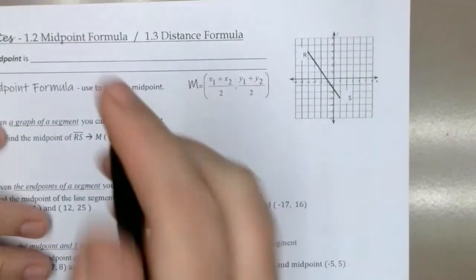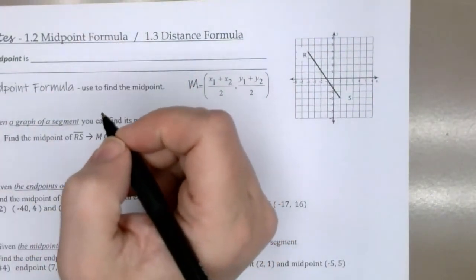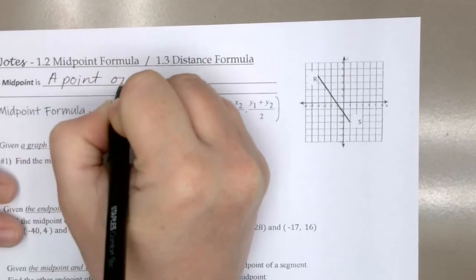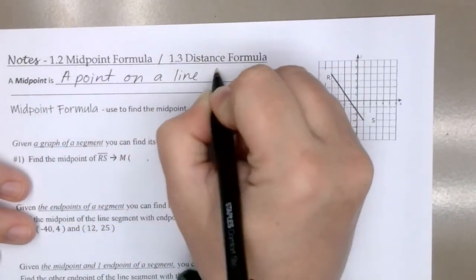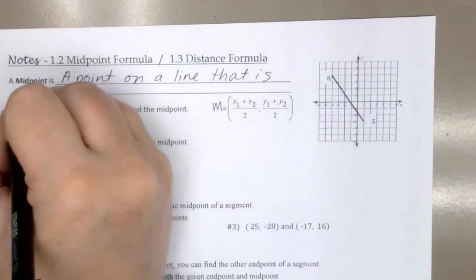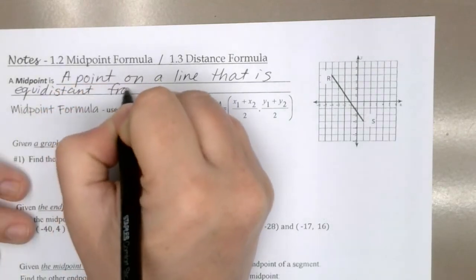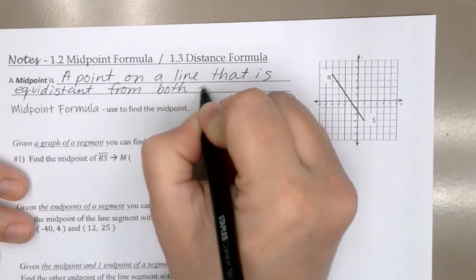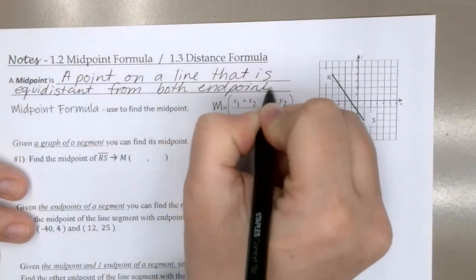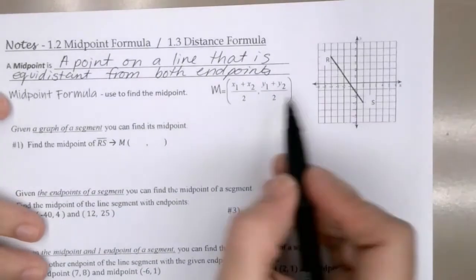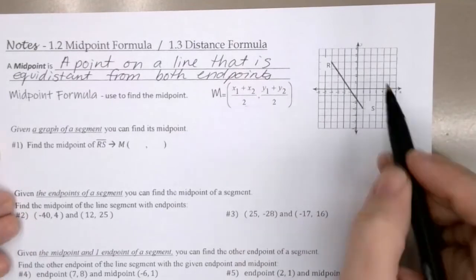So, what is a midpoint? Didn't we just define it? A point on a line that is equidistant from both endpoints. So here's the midpoint formula that I gave you before. And here's an example of what a problem might look like.